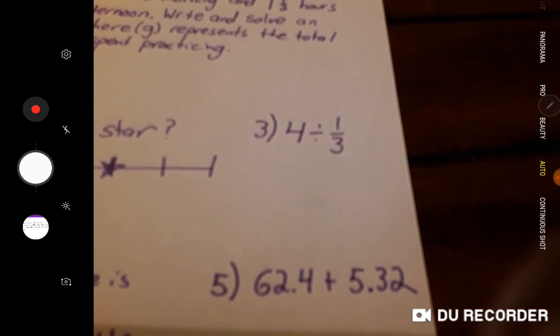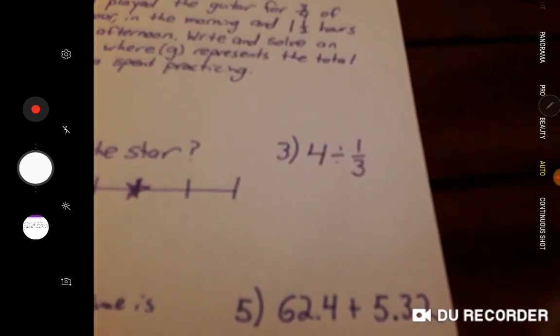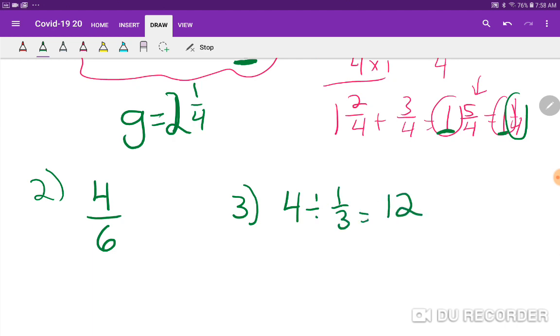Okay, number 3. What is 4 divided by 1/3? So what kind of problem is that? Start with a whole number, end with a whole number. So let's do 4 divided by 1/3. Start with a whole number, end with a whole number. Remember, the question is really how many 1/3 are in 4 wholes. So there are 12 1/3, but remember, we never really say that.